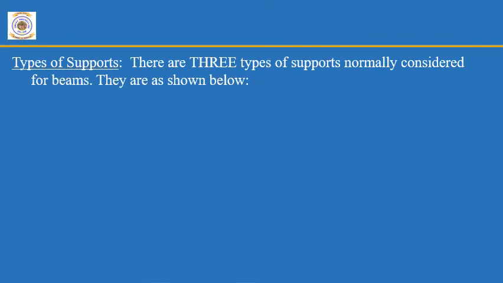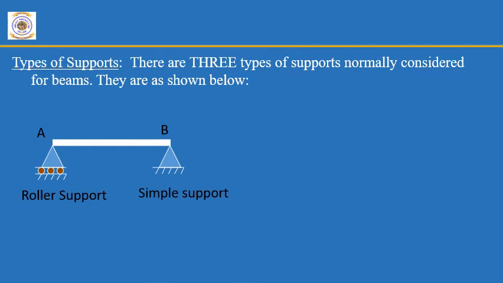Next, types of support. Generally, there are three types of supports we consider for the beam. The first one is a roller support. In a roller support, the beam can move only along the length or axis of the beam. Next, a simple support is similar to a roller support, where the beam can move only along the length or axis. Next, fixed support. Here the beam cannot move or rotate in any direction. It is permanently fixed.